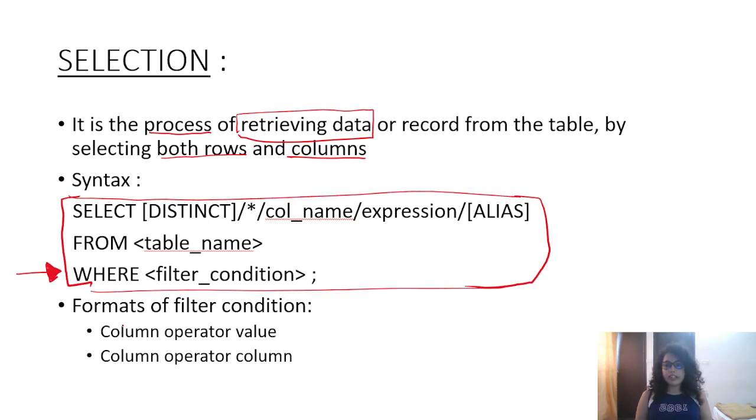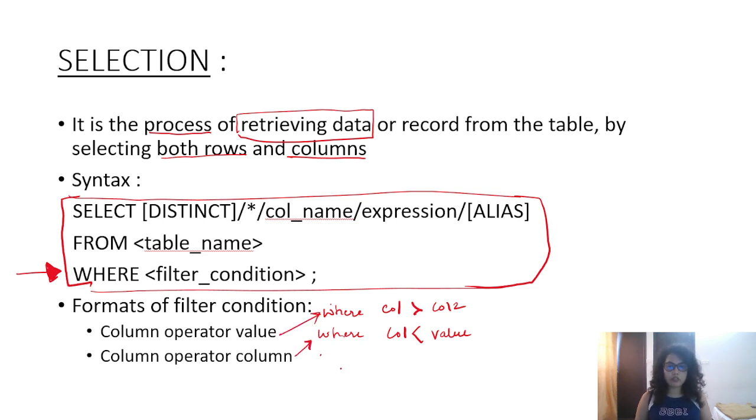Now, what are the formats of filter condition? It can be column operator value, as I said. So for the where condition, I'm telling you, as it is, you'll write it, and here you will write where. It can be where column is greater than column 2, or it can be where column is less than a particular value, right? So these are the things you can do.